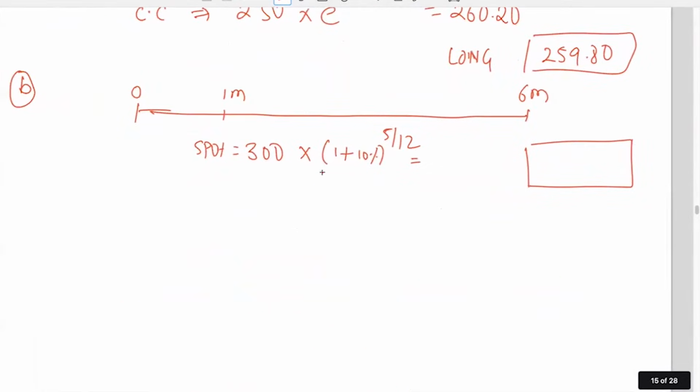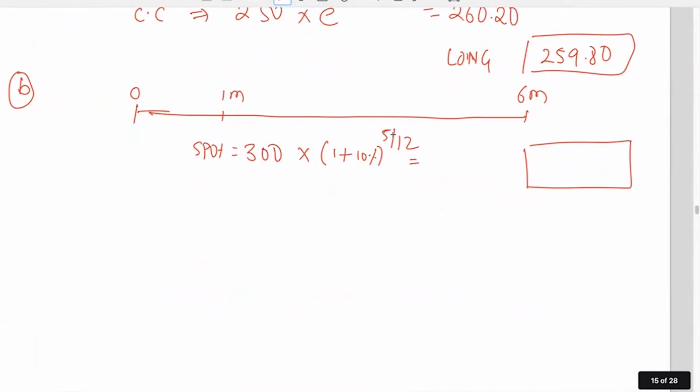So 300 into 1 plus 10% raised to 5 by 12. I'm also doing it along with you. 1.1 raised to the power, bracket open, 5 by 12, bracket close, into 300, 312.15.